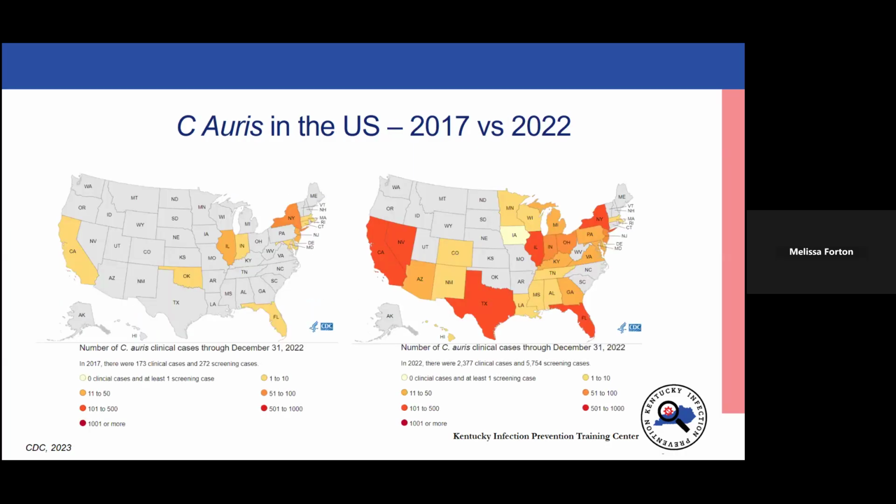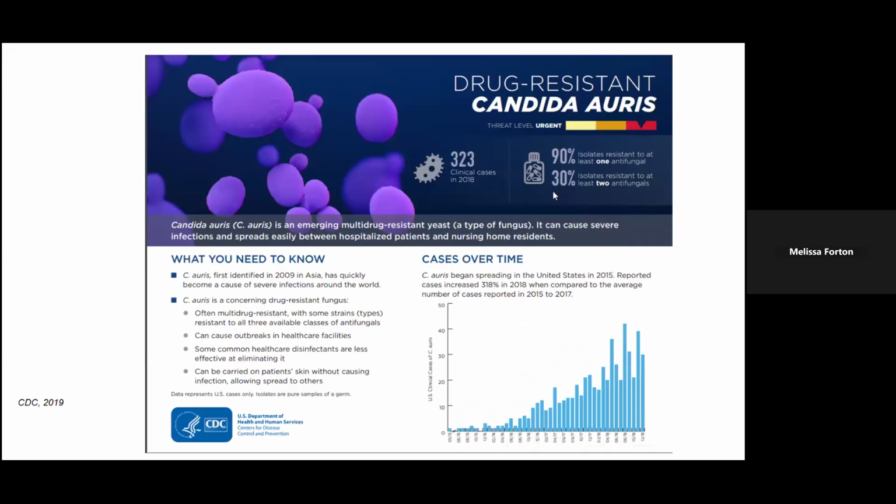And I thought this showed how quickly it spreads. Now, we don't have really high numbers the way we do when we have the flu and things like that. But you can see in 2017 on the left, many states had no cases at all, and no state had more than 100. And then you look at 2022 on the right, and it has absolutely spread. We have many more states that have had 500 or more cases. Now, I mentioned this is considered an urgent threat. The graph on the right shows the increase in cases between 2015 and 2018. So it has steadily increased since first being identified in the United States.